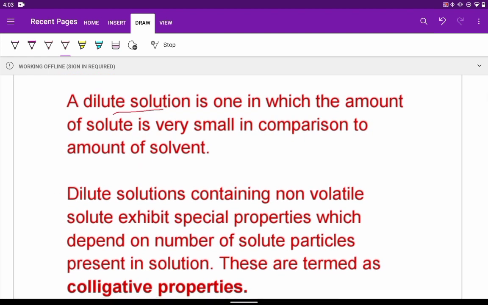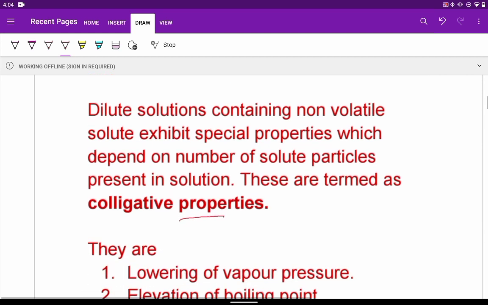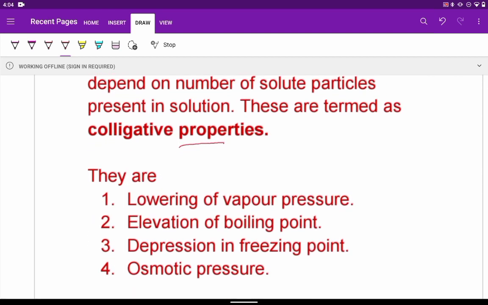If in the dilute solutions there is a non-volatile solute, so the solution is dilute as well as the solute is non-volatile, in this case it will have some special properties. There will be some special properties which will depend on the number of solute particles which are present in the solution. Because here the solute is non-volatile, the number of solute particles will determine some of the properties. These can be termed as the colligative properties, as I also told during the introduction.